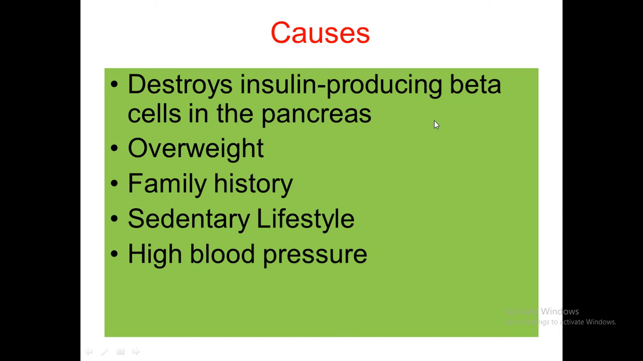Overweight is another cause of diabetes. Family history: if your family member is affected by this disease, then you can easily be affected by this disease. So it is a genetic disease. Then sedentary lifestyle, I mean an idle person who does not work, he or she can easily be affected by this disease. High blood pressure is another cause of this disease.